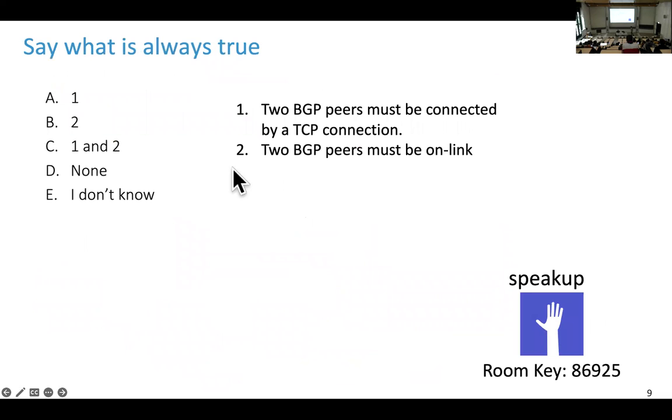Time for a small quiz. The Speak Up room key is this one. I was wondering if you could join Speak Up, so I opened the first poll. The first question is that I'm giving you two statements, and I'm asking which one is true. The first one says that two BGP peers must be connected by a TCP connection. The second one says that two BGP peers must be unlinked. I'm asking which one is always true.